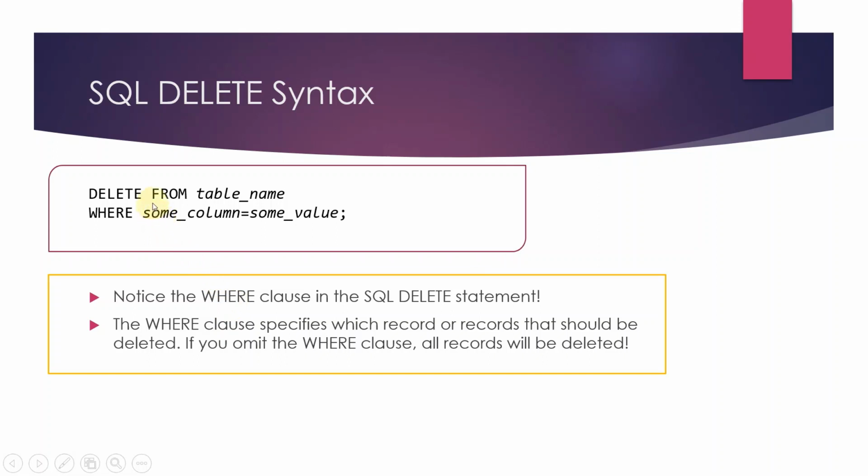So the syntax would be delete from table where some column equals some value. So notice the where clause in the SQL delete statement. The where clause specifies which record or records should be deleted. So if you omit the where clause, all the records will be deleted. So this one here is a crucial activity. All right. So again, let me remind you, never ever delete any record from your database. Okay, especially if it is a production database. All right.